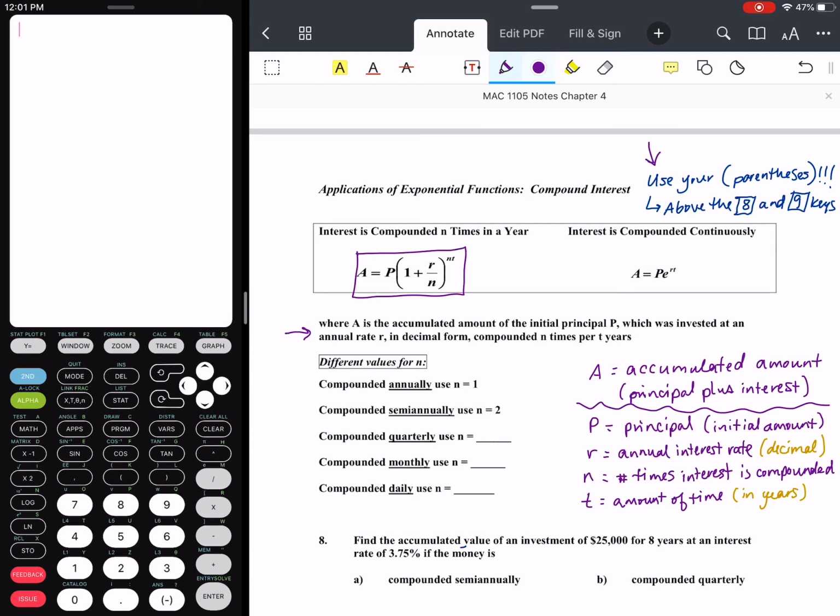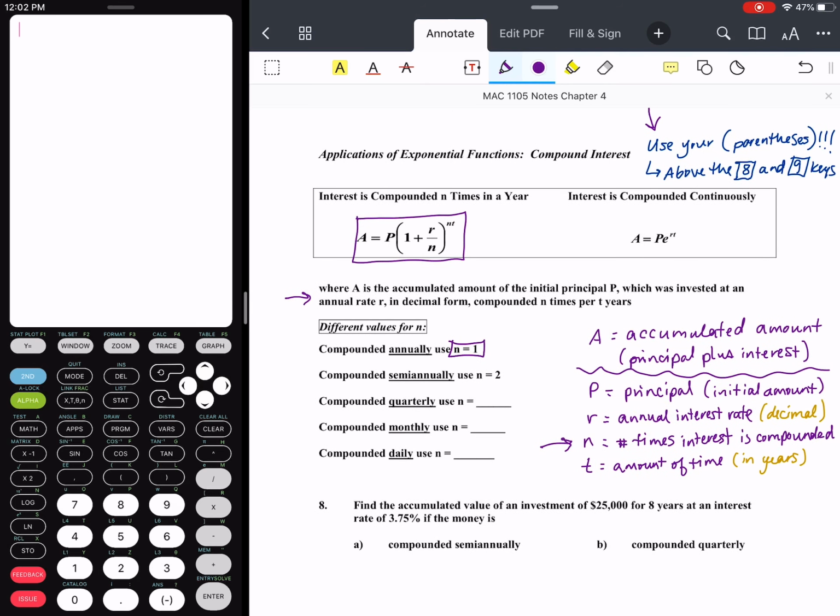Okay, so before we jump into this formula, I just want to talk a little bit about this n amount, because this is kind of the weirdo. If your interest is compounded annually, it's compounded once a year, you would use n equals 1. If your interest is compounded semi-annually, every half a year, that means it's compounded twice a year. You use n equals 2. Interest compounded quarterly, 4 quarters in a year, you use n equals 4.